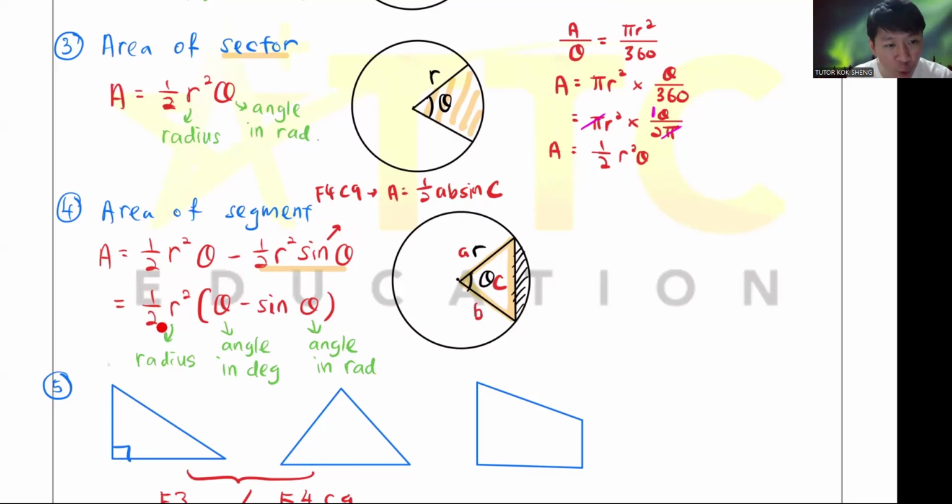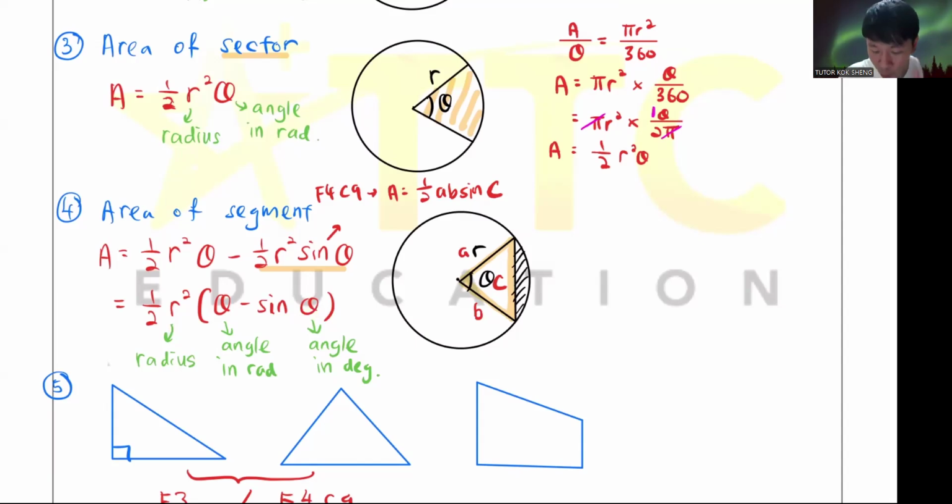So 1 over 2 r squared, bracket, theta in degree. Wait, I think I wrote it wrongly. Sorry, I wrote it the wrong way round already. This is the angle in radian. This is the angle in degree. Because the theta here beside sine, sine cos tan, must be in degree. Okay, so this is the segment formula.